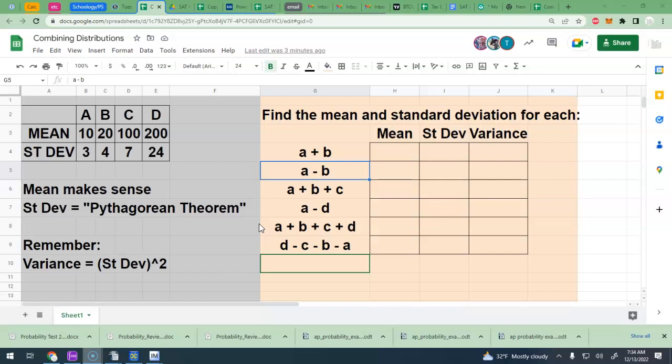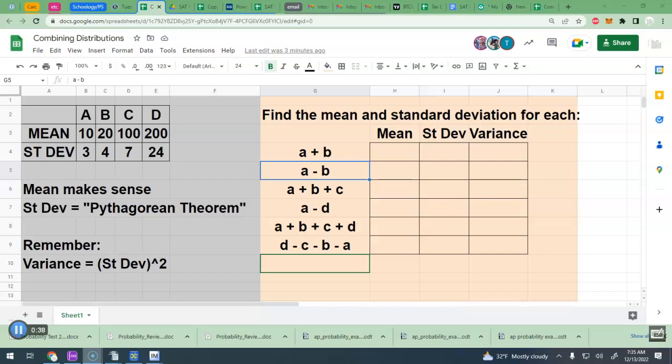Combining these distributions is really not that bad. So this is supposed to be distribution A, whatever it is. It might be the average of, I don't know, doesn't matter. It has a mean and a standard deviation. Distribution B has a mean and a standard deviation.